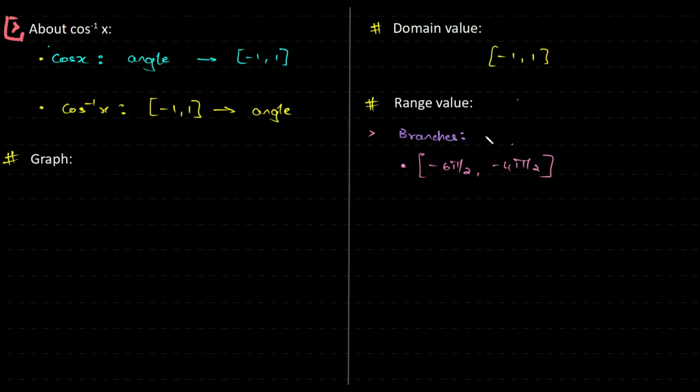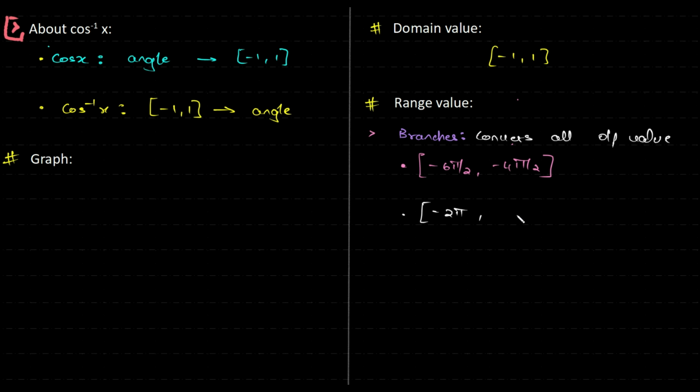So branch in a single word is your possible range which covers all the values from the domain. All output values. So each of these has the capacity to cover different output values.